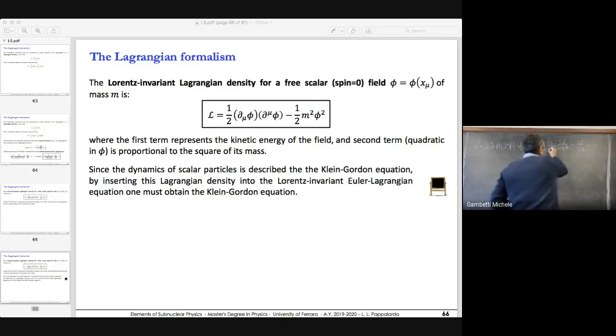So let's calculate separately the two pieces of this equation, and then we put everything together. Let's start with the second piece, which is the easiest. So dL over d phi is the derivative with respect to the field of this expression. The field only enters in the last term here, because in the first term it enters through a derivative. So we just take the derivative of this, which is 1/2 times 2 m squared phi, and with the minus sign, minus m squared phi.